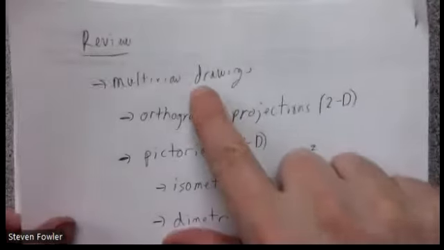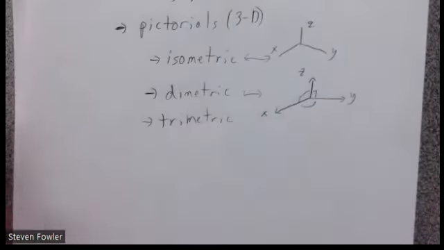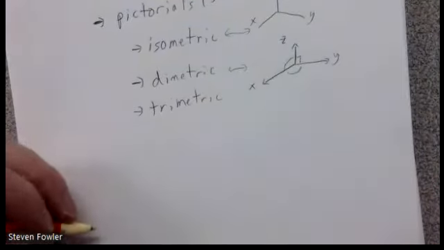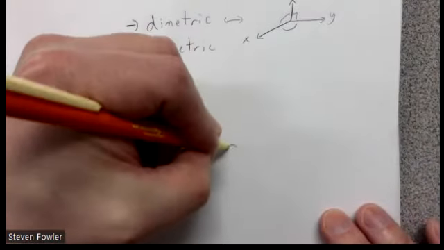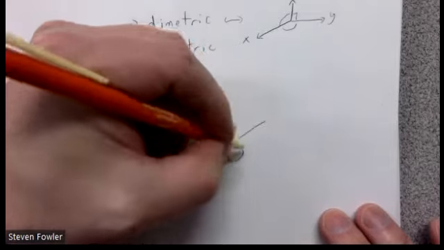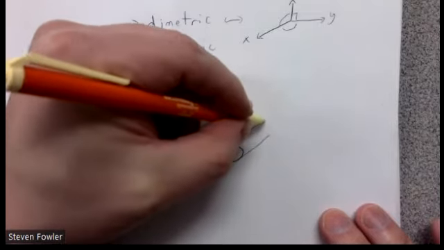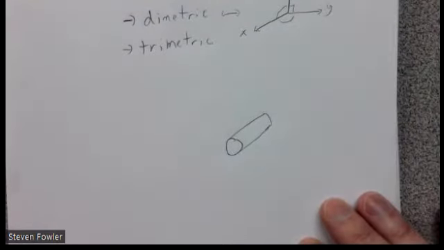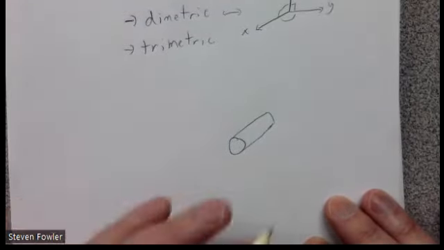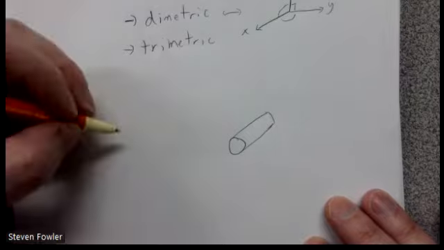And that's where the idea of multi-view drawings comes in. Multi-view drawings allow us to communicate all of the information about, let's say I just have a cylinder, which is a terrible cylinder, but roughly a pictorial of a cylinder. If this is the orientation, what does this look like from the front, top, and right?